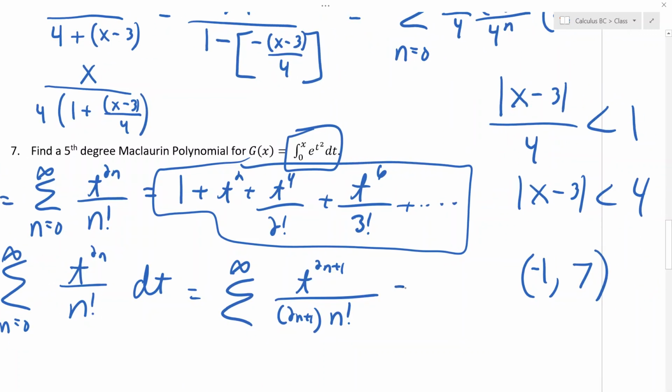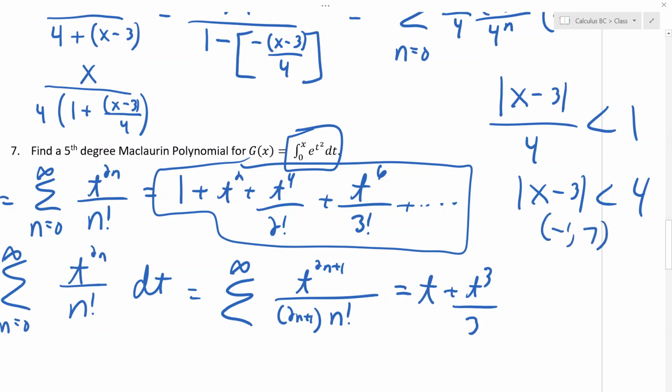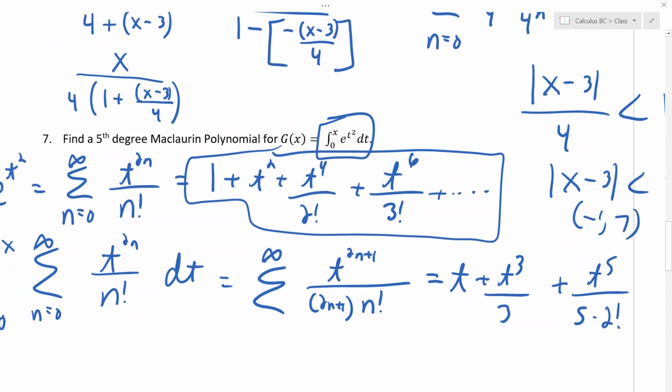And you can check this because if you integrate those terms, you should get t plus t cubed over 3, and we'll do one more, plus t to the 5th over 5 times 2 factorial. What happens sometimes, not all the time, and not in this case, is you lose a term or gain a term. So you should check and make sure n still starts at 0. The way you can tell is I need my first term to be t to the 1st power. I got that because I integrated the first term up here. Well, t to the 1st power is going to happen if I start at n equals 0.